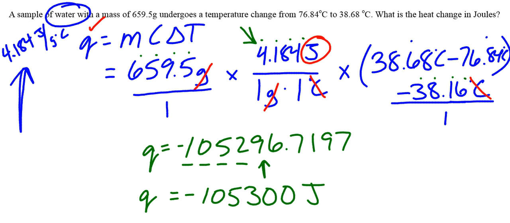All right. Now, of course, if you wanted to convert it into kilojoules, you would simply just set it up in dimensional analysis with 1,000 joules equaling 1 kilojoule. All right. So let's try a different one.